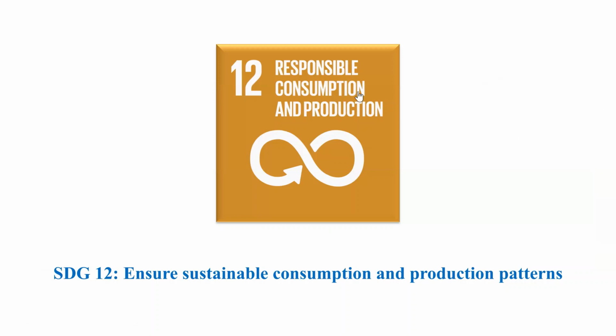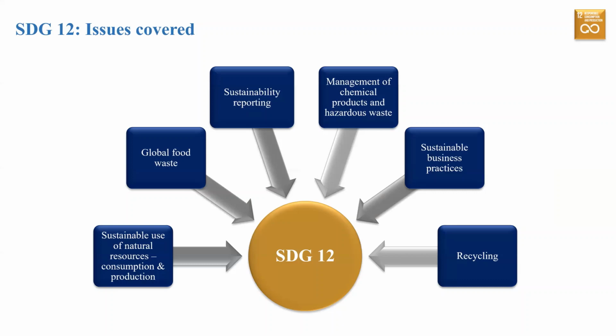Okay, so goal number 12 is about responsible production and consumption. It's about how we misuse or abuse resources, and ensuring this is done in a way that is sustainable and not wasteful. And of course, as a business, in a way that even cuts costs.